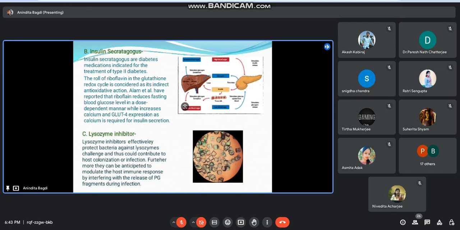And last, lysozyme inhibitor. Lysozyme inhibitors effectively protect bacteria against lysozyme challenges and thus could contribute to host colonization or infections. Furthermore, they can modulate the host immune response by interfering with the release of PG fragments during infection.